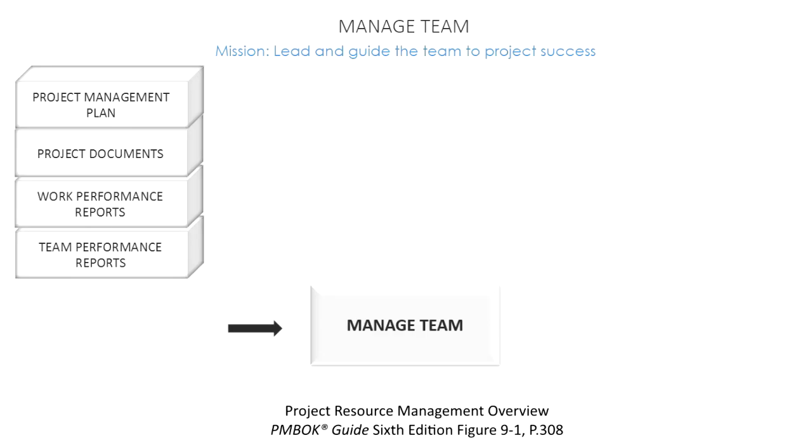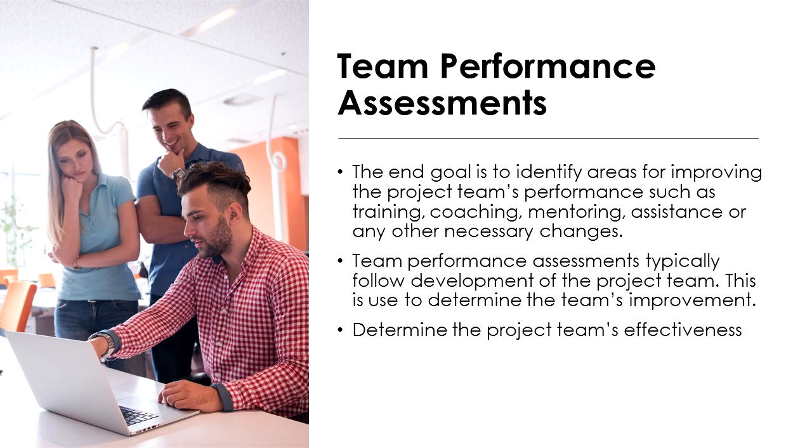The next input is team performance assessments. These could be formal or informal assessments, and it could be done by the project manager or someone else from the PMO. But the key thing is the continuous assessment of the project team's performance. If communication needs to be modified, then that should be done.